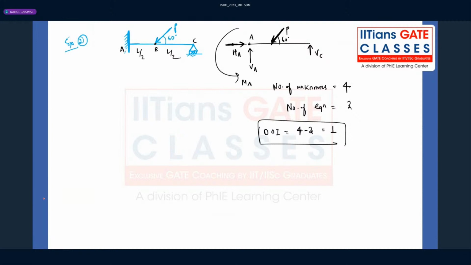Propped cantilever, fixed at both ends, all are statically indeterminate beams. Statically indeterminate beams.